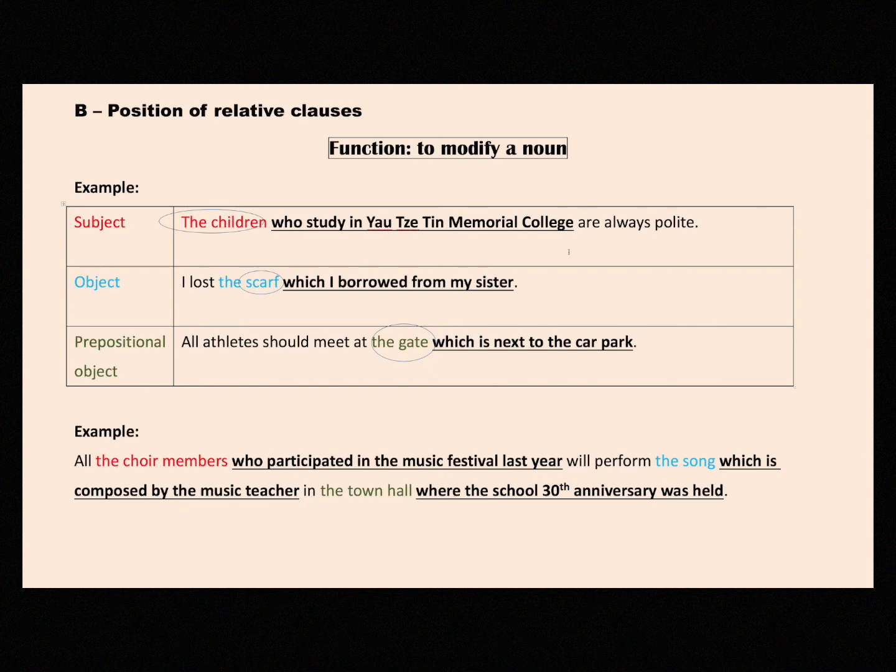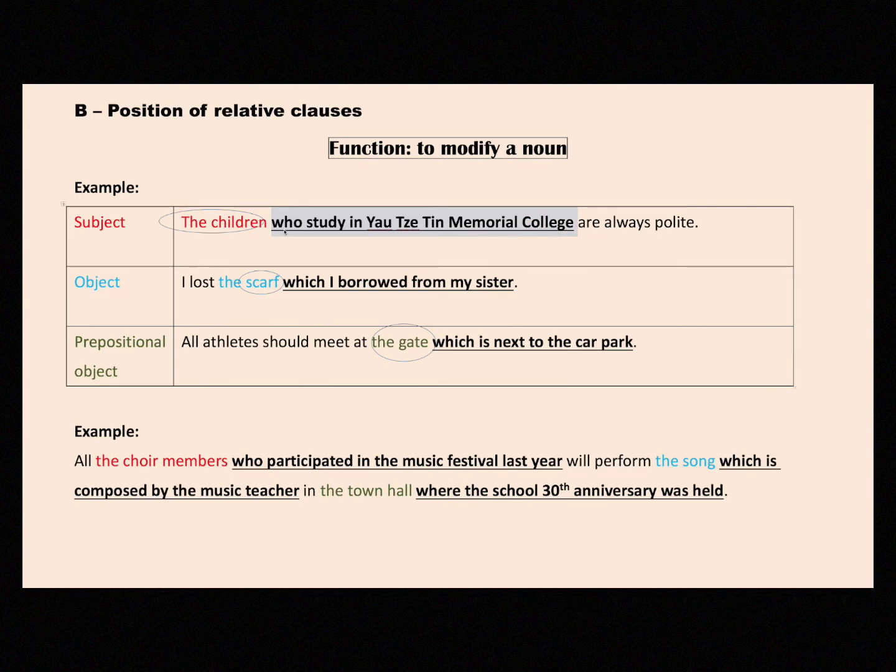Now we talk about the position of the relative clause, because the function of a relative clause is to modify a noun, and nouns can appear in different positions of the sentence. As a first example, the children, it's the subject of the sentence. We say, the children who study in Yao Ziti Memorial College are always polite. Now, who study in Yao Ziti Memorial College is the relative clause here.